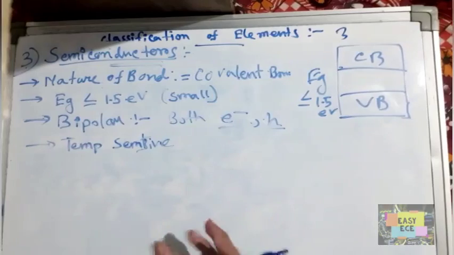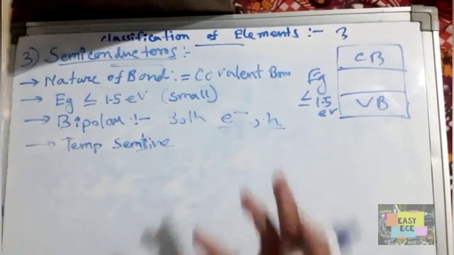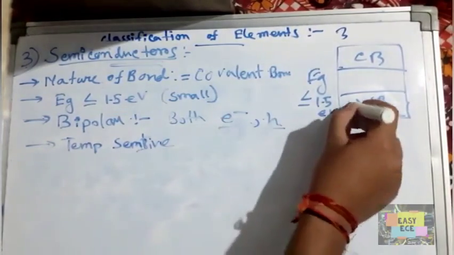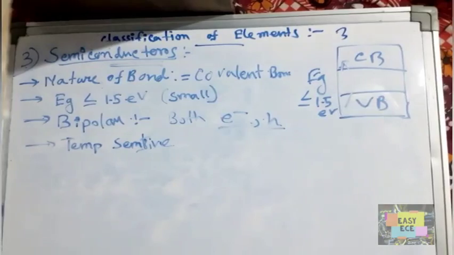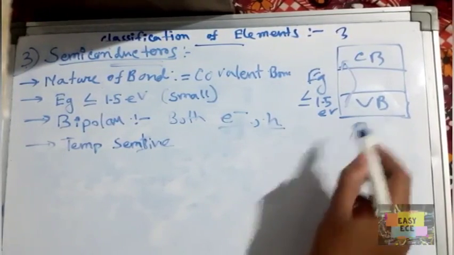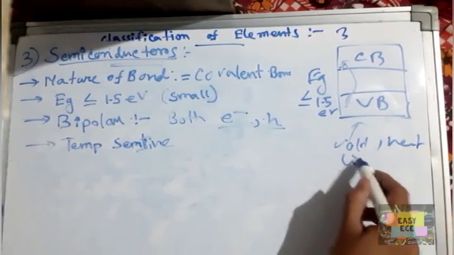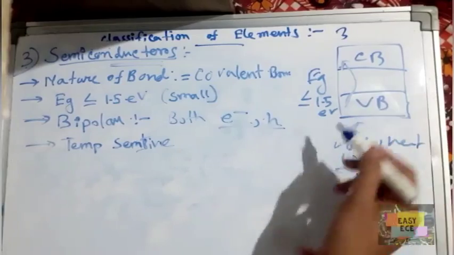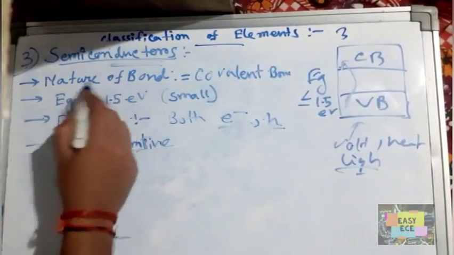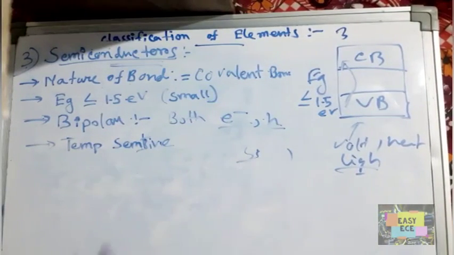If we apply some voltage or additional energy in terms of light, heat or electric field, the electrons can easily be excited to jump from the valence band to the conduction band. That's why this is called a semiconductor: between the conductor and the insulator is the semiconductor.